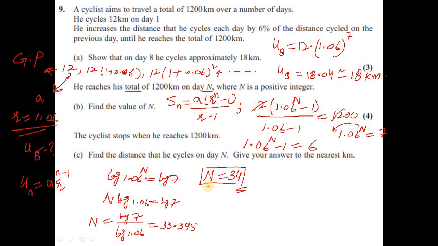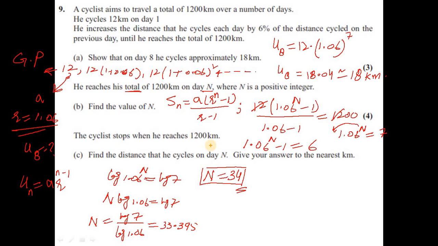Okay, the cyclist stops when he reaches 1200 kilometer. Find the distance that he cycles on day n. Give your answer to the nearest kilometer. Remember, because the n is not exactly the complete number 34, this is more than 33 but less than the whole day of the 34th one. So first you need to figure out how much distance he traveled till 33 days, and then subtract it from 1200 kilometer.